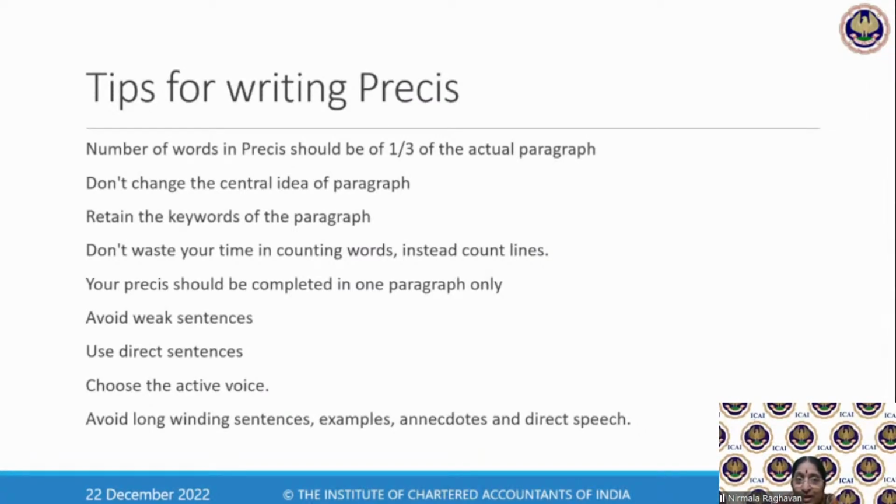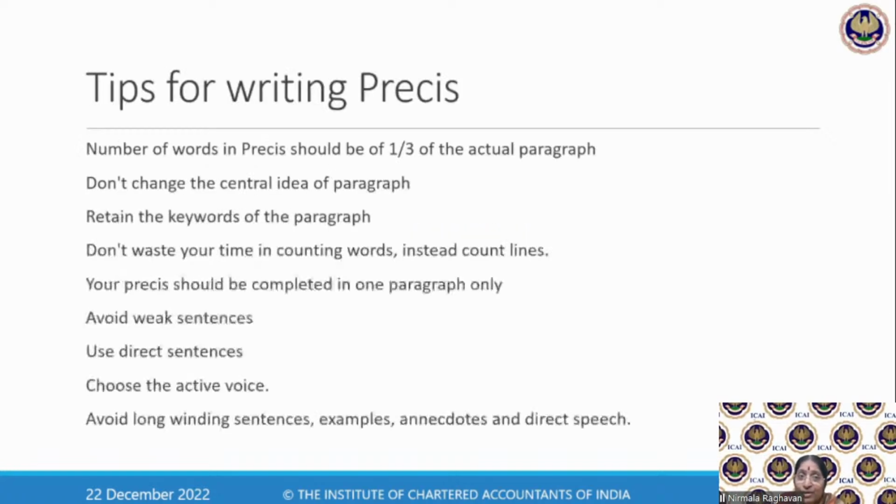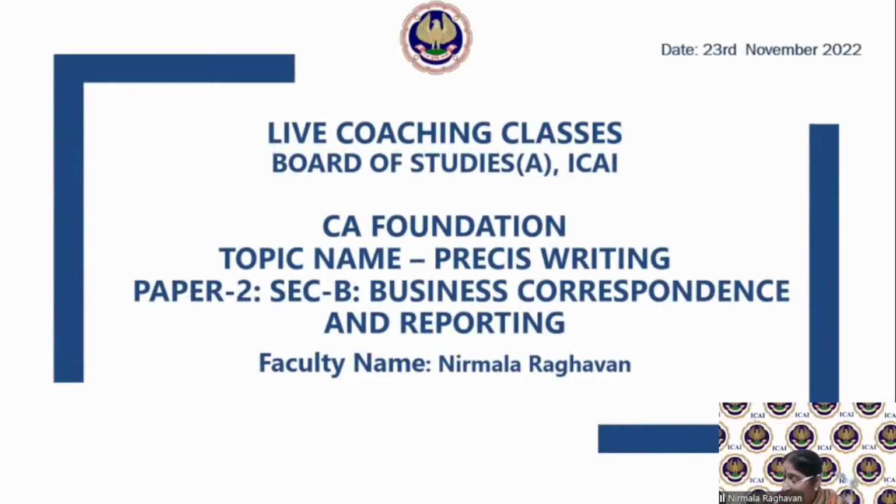Okay. Now, what should you not do? Don't give your personal opinion. Don't use any idiom of your own. Never conclude anything of your own. Never assume anything. Don't write in bullets and do not judge. Don't say, that's the reason why I feel malaria should be prevented. You don't have to write your opinion at all, and don't judge. That's about Prezi writing, the format, the steps, the tips, and the techniques.